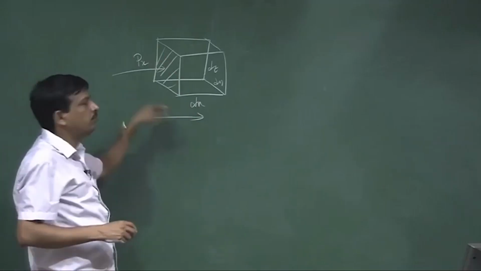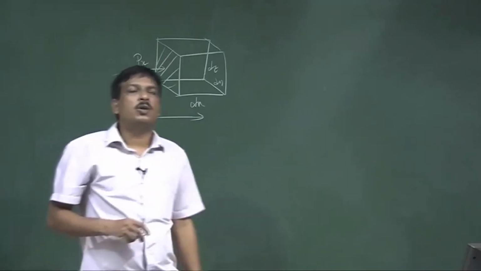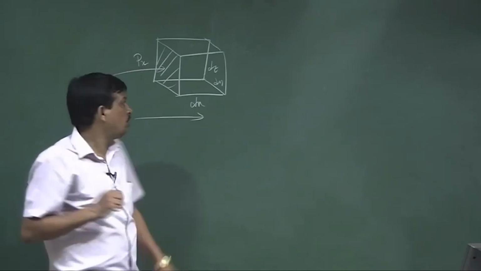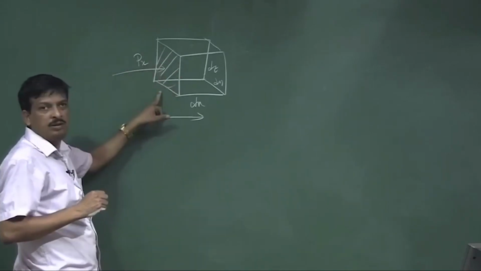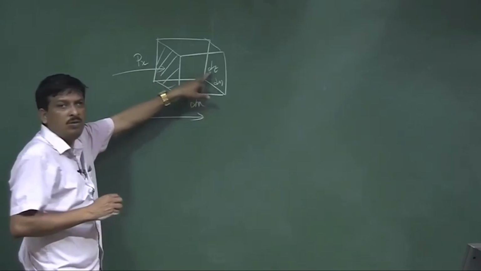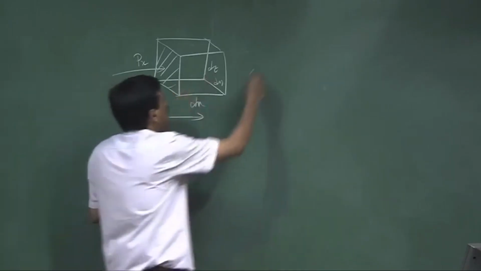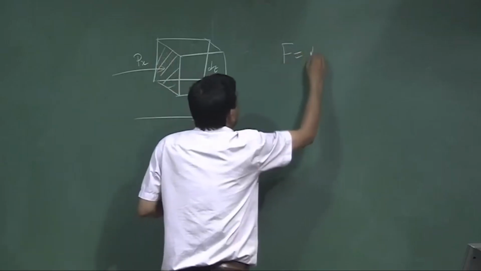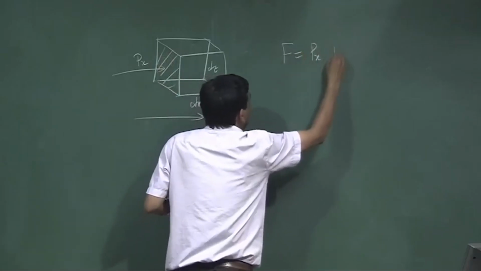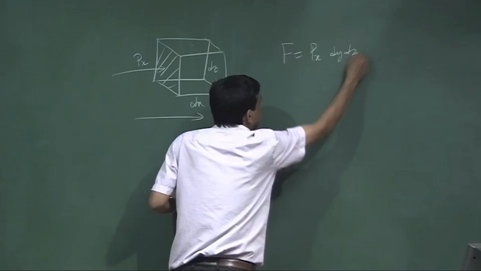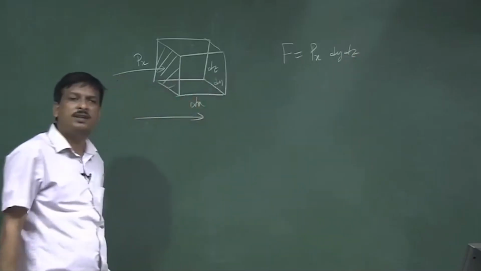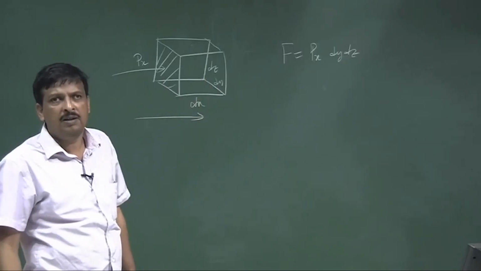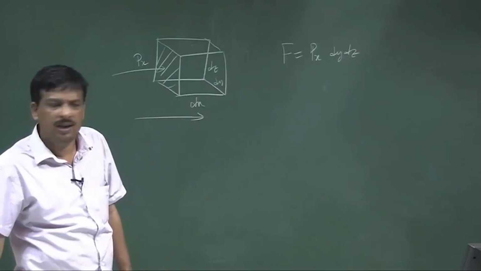So, what is the force? What is the definition of pressure? Force per unit area is the pressure. So, what is the area of this plane? It is dy into dz. So, the force acting on this plane is Px into dy dz. So, force is pressure multiplied by the area.